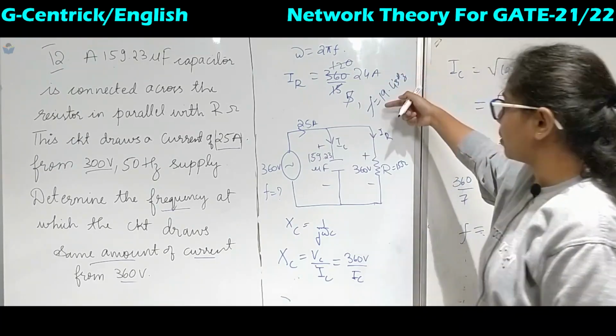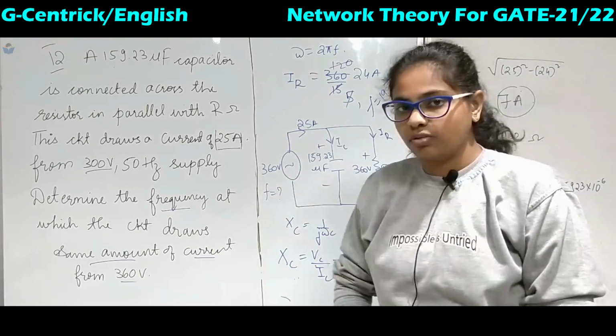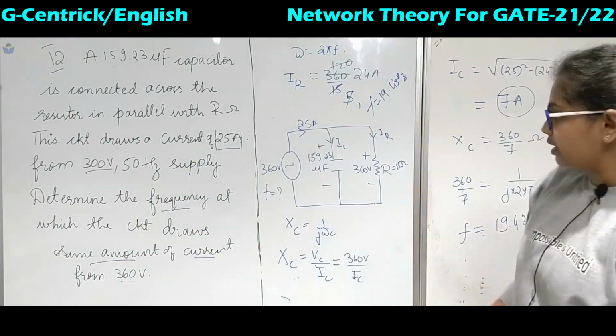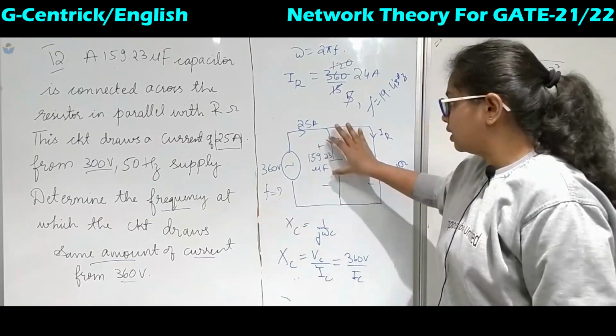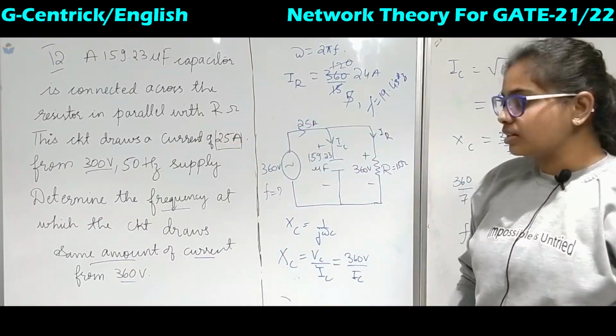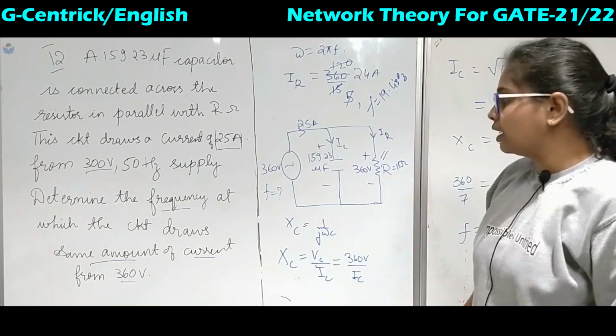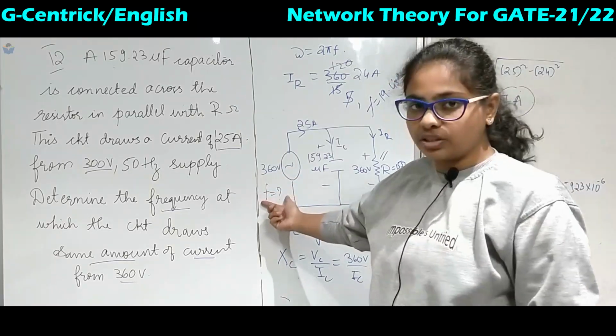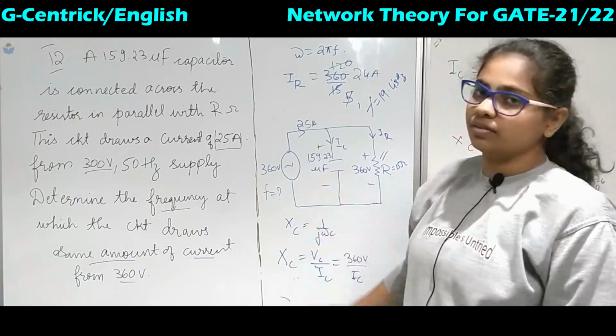19.43 hertz when the supply voltage is 360 volts. So when it was 300, it is 50. The only value that changes is the frequency. The value of the capacitor here and the value of the capacitor in the first circuit will remain the same. It is a similar case with the resistor also. Due to the change in the supply voltage, there will be a change in the supply and the reactance values.